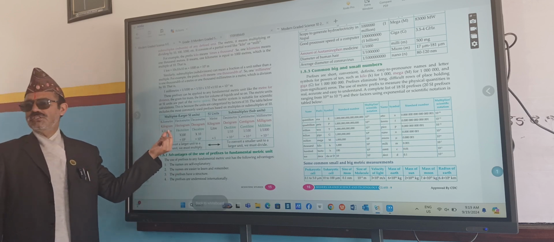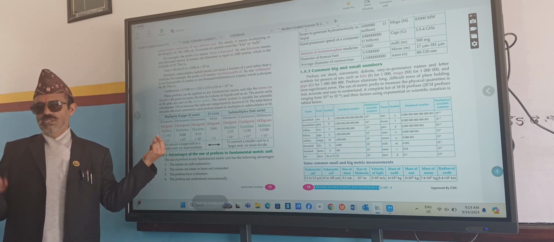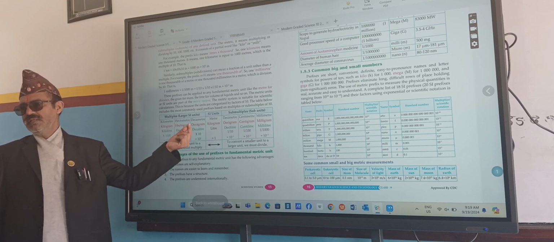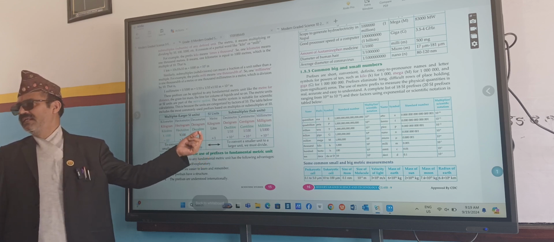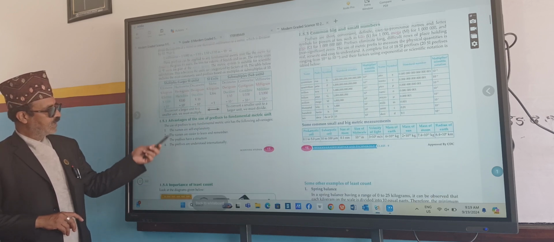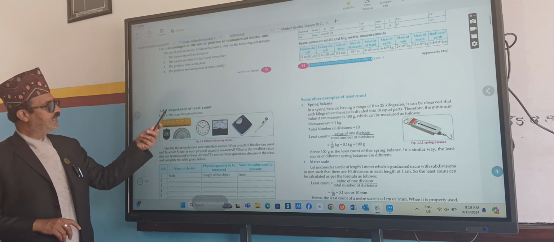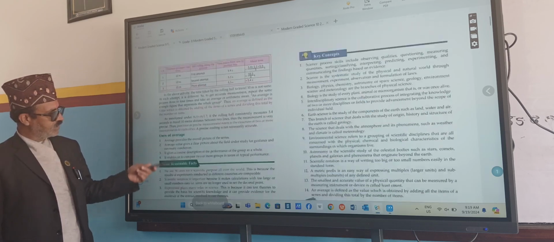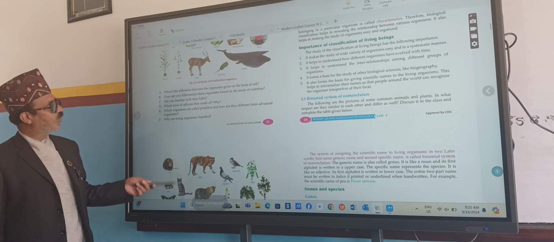Here are given multiples. Multiples are those units which contain positive powers of 10. Some submultiples contain negative powers of 10. Positive and negative, and uses of these. And least count, you also have to remember, and average also. Then the chapter will be over.